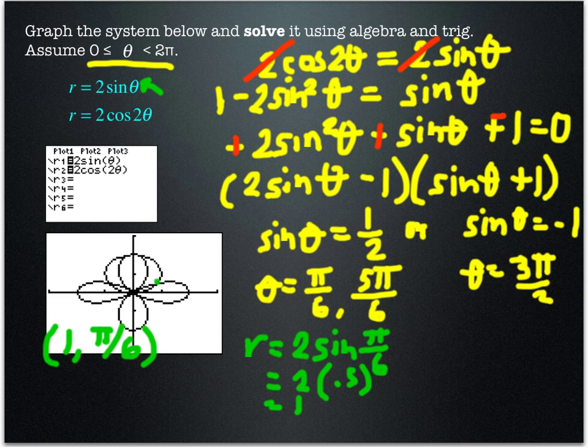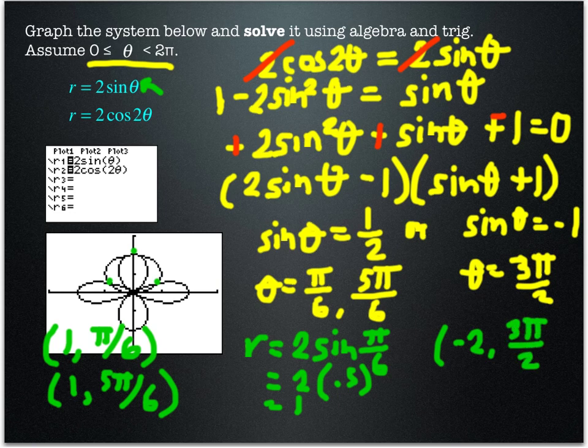There's pi over 6, and that might be about 1 unit. I can do the same thing over here. There's another one that I would get by putting 5 pi over 6 in there, and that would once again be the same thing, 1 and 5 pi over 6. My third solution, that was this one over here, which is going to be way up here. You can pretty much tell what that's going to be, but I could still solve it algebraically, or if I needed to, it's going to be -2 comma 3 pi over 2. So again, there's that 3 pi over 2, which would traditionally be down here, but the negative r value sends it in reverse way up there.